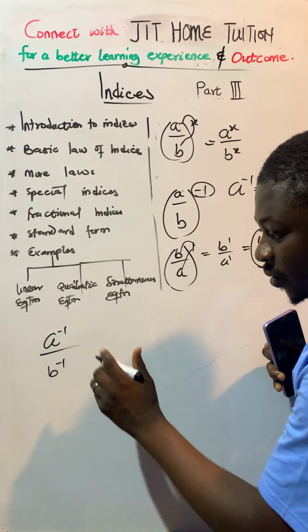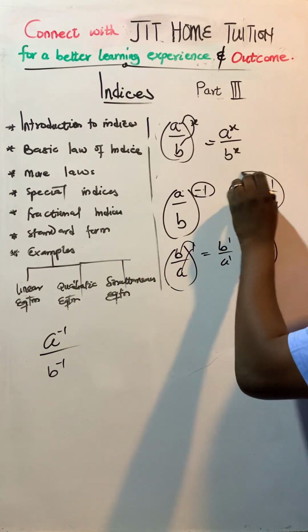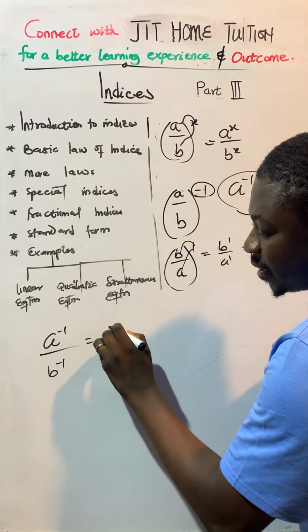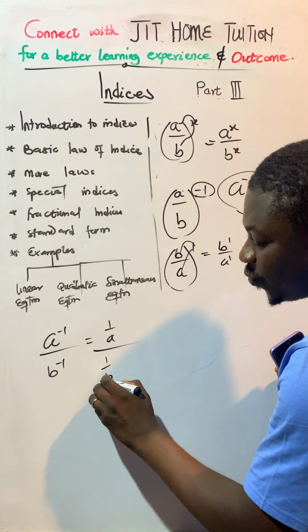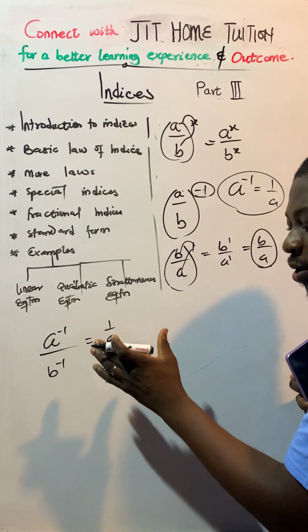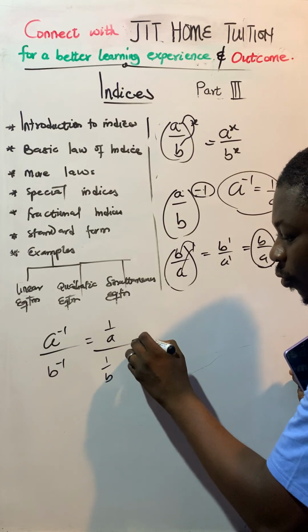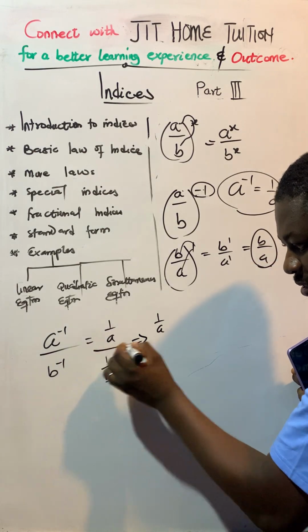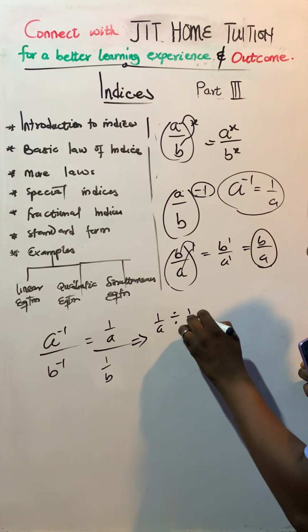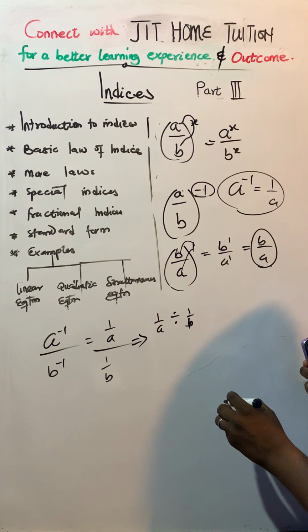I hope you are following. Now, per what we just did over here, what it means is that this one will become 1 over a, all divided by 1 over b. From here, you can use your understanding of fractions. So that will become 1 over a, this sign will be divided by 1 over b. I hope you are following.